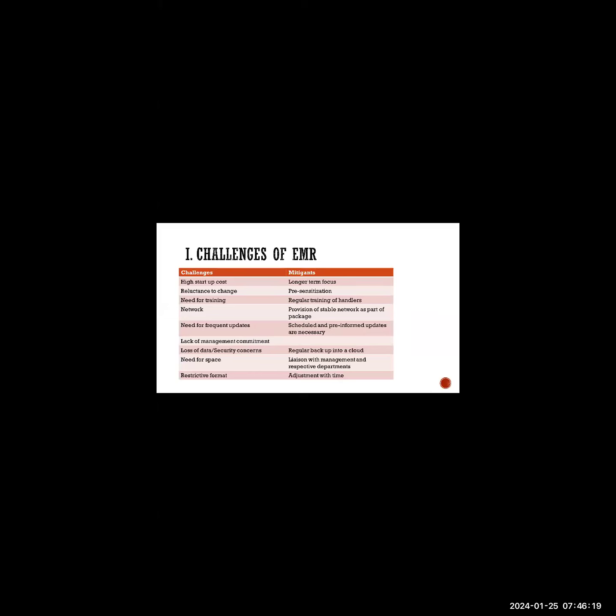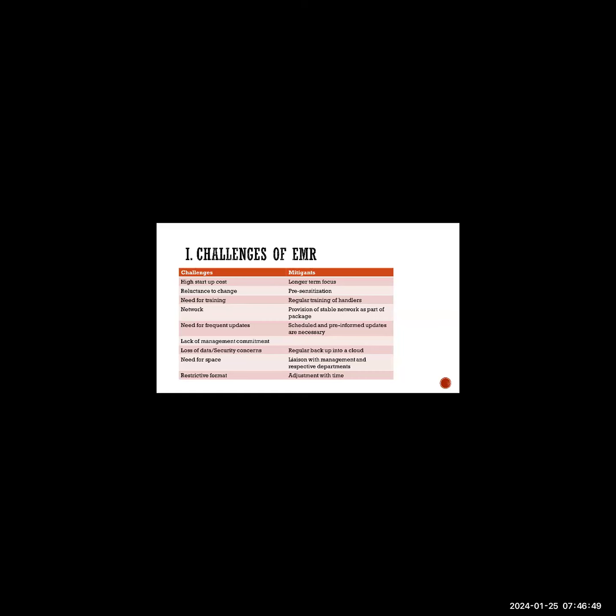The challenges of electronic medical records. One is the high startup cost, which essentially means that it takes a lot of money to get it running. The mitigant here is to focus on the longer-term use rather than the short-term use: it may have a high startup cost, but down the line, it saves cost in recurrent expenditure.